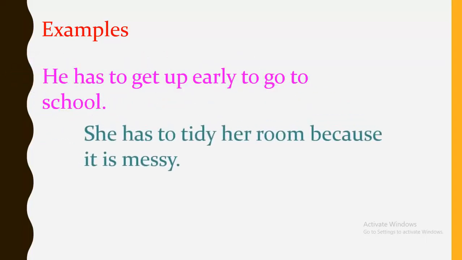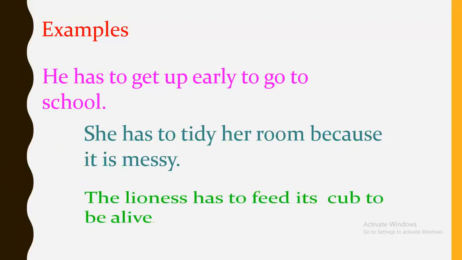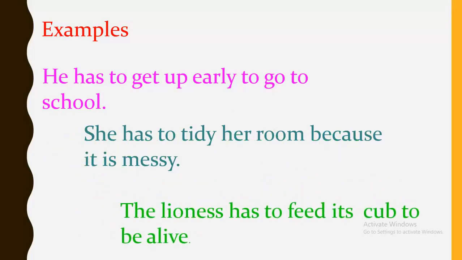Okay, number 2, she has to tidy her room because it's messy. So, here again, it's a must. She must tidy the room. Number 3, the lioness has to feed its cub to keep it alive.